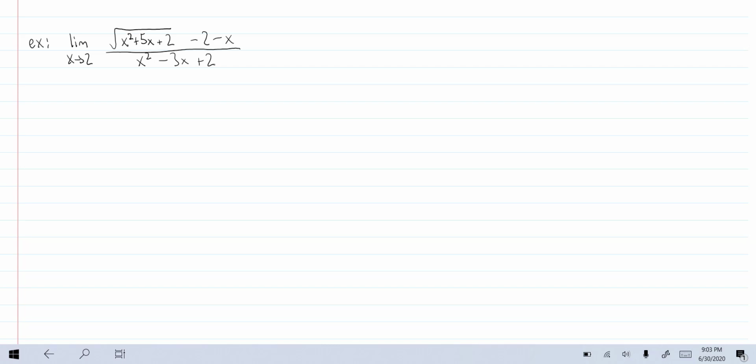All right, first, as usual, just try to plug in whatever x is approaching. So we're going to plug in x equals 2. Let's see what that gives us. So under the square root, we're going to get 4 plus 10 plus 2. So it's going to be square root of 16 minus 2, and then plugging in 2 for x, so another minus 2. And the denominator is going to be 4 minus 6 plus 2.